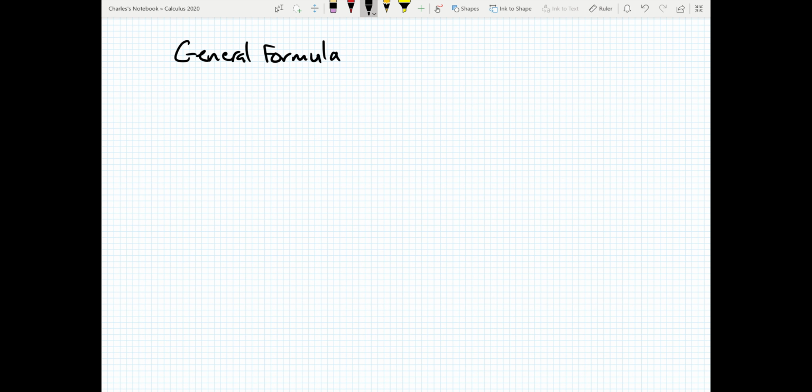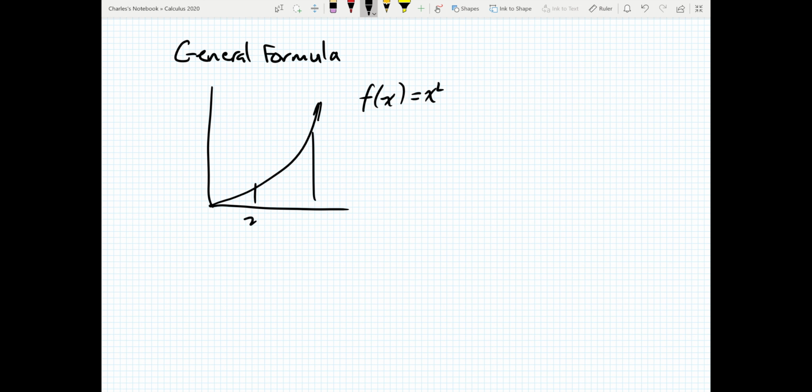But let's just say that we want a general formula, and I have a function f of x is equal to x squared, and I want to go from 2 and I want to go to 6. A is going to equal 2, b is going to equal 6, and I'm going to make a lot of rectangles. I'm going to make n equal to 12, and I'm just going to draw something like 12 rectangles there, and then I want to think, what is our formula going to look like?